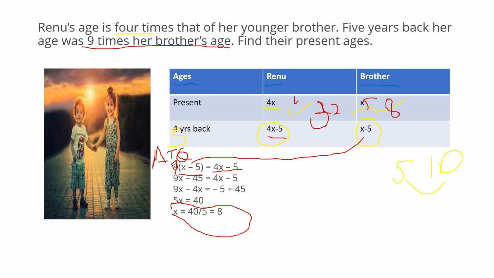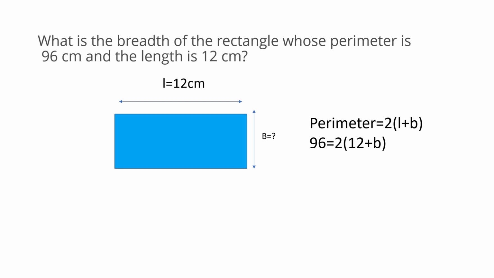In this way, very easily, by making one small table, you can solve the question. Next question is based on perimeters, and these kinds of problems can be based on area also. So what is the breadth? Very easy question. They are asking you the breadth whose perimeter is given to you as 96 and length is given as 12.